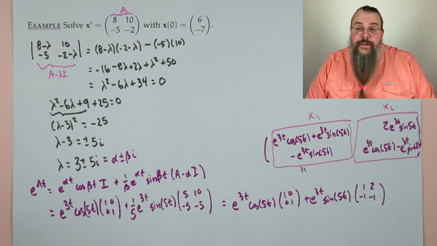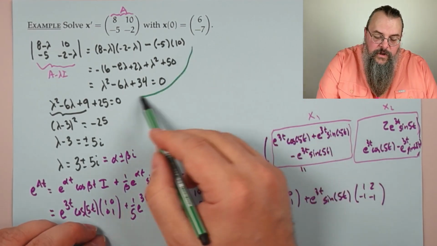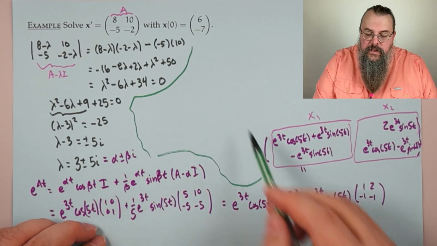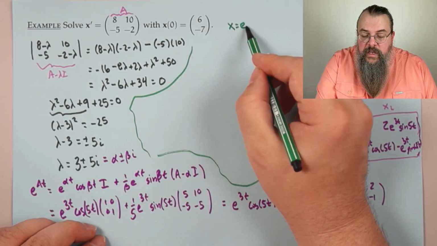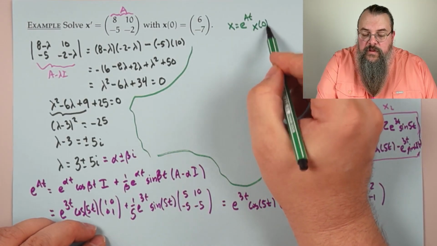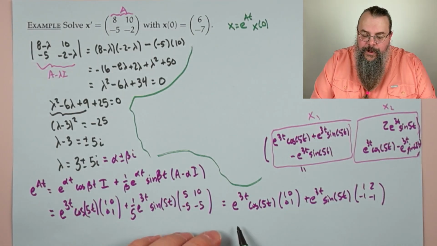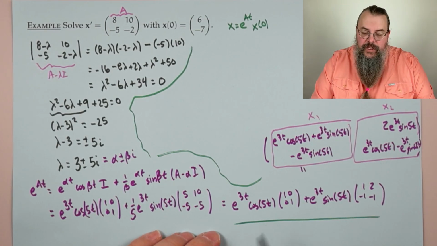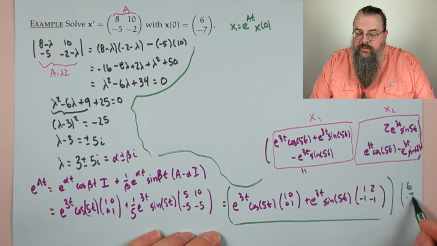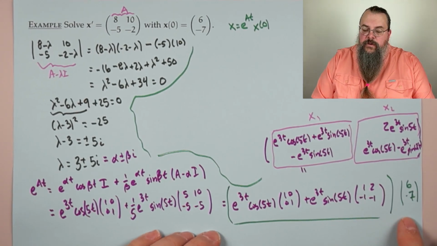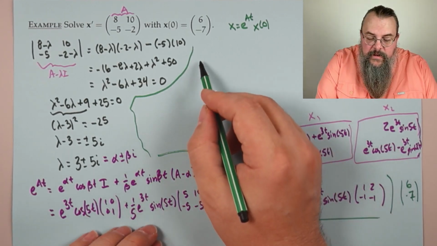Now, here's the nice thing. When we're after a particular solution, we know that the way we can find it is to say, hey, we're really looking for x equals e to the At times the initial value, x0. So here's our idea. I'm going to use this version of e to the At, and I'm going to multiply it by 6, negative 7. Now, I'm going to do it to both pieces individually.